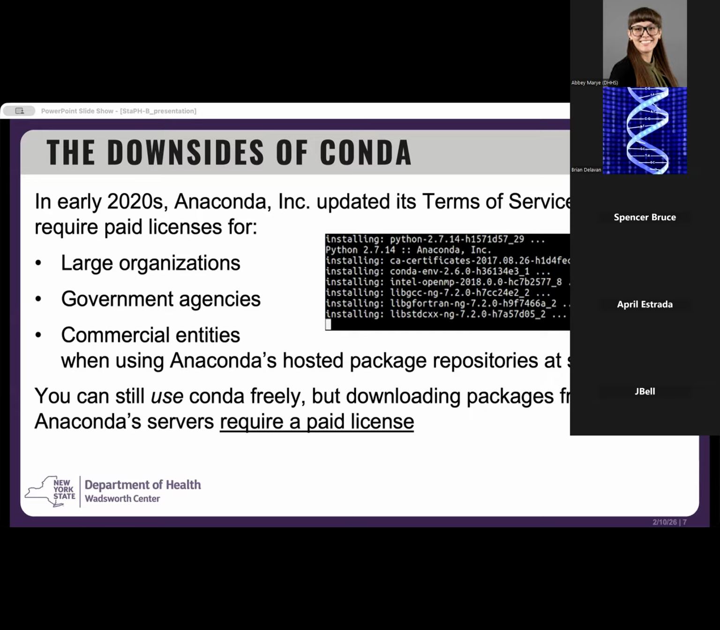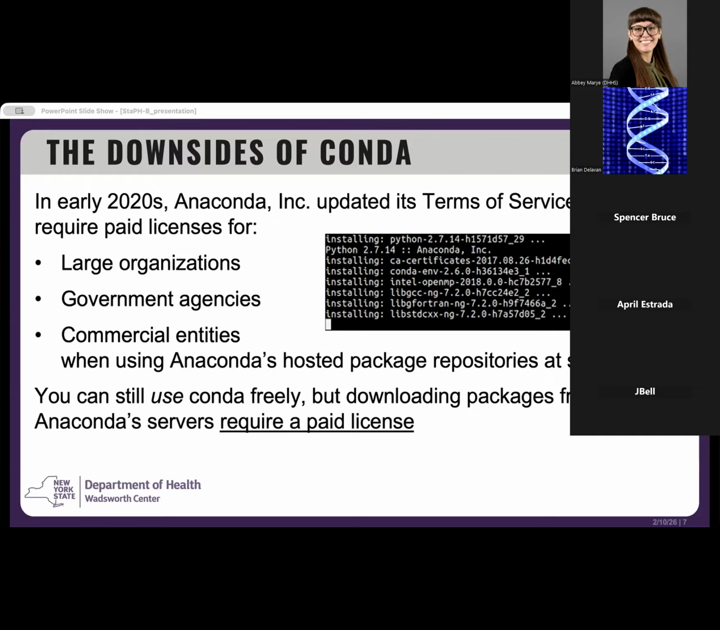Even if individual users are not doing anything unusual, centralized or large-scale use of their servers can fall under this licensing requirement. My understanding too is that they do occasionally ping where people are pulling packages and send letters telling them they need to buy a license if they want to keep using Anaconda in that capacity. So this introduced a lot of uncertainty for government labs that rely heavily on it.